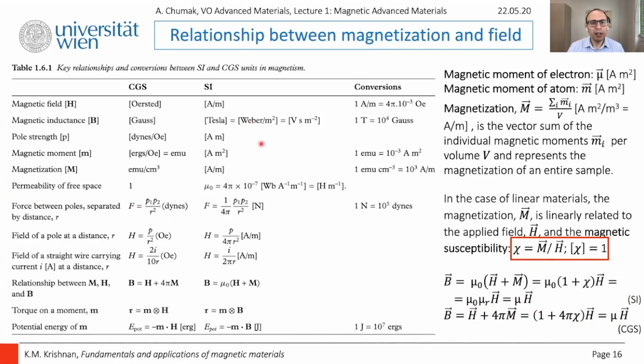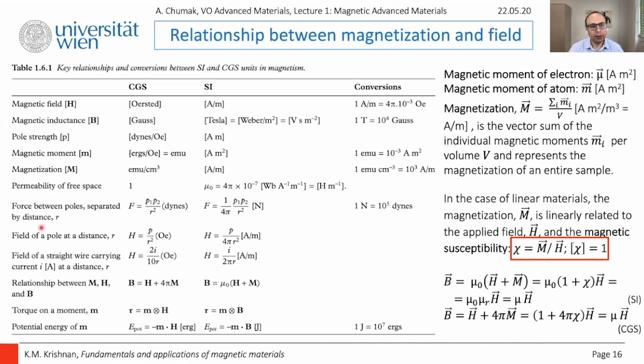Let's go again a bit through the parameters. Magnetic field H we measure in Oersted or ampere per meter. 1 ampere per meter is 4π times 10 to the power minus 3 Oersted. Magnetic inductance we measure in Gauss or, in SI, in Tesla. The ratio is 10 to the power 4. Then magnetic moment we discuss, magnetization we discuss, permeability.